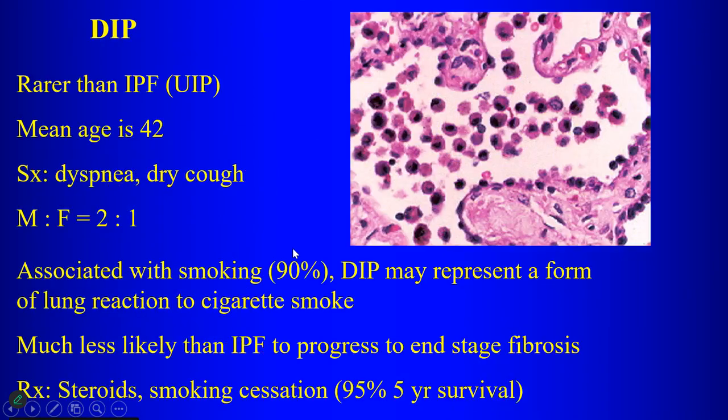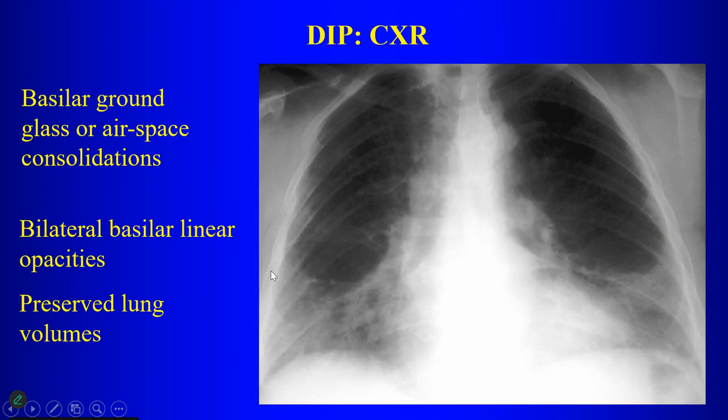There really isn't that much fibrosis. It tends to be a temporally homogeneous disorder. These alveolar macrophages tend to be pigmented, which is what is seen in smokers, so it's associated with smoking. It's a reaction of the lung to cigarette smoking, much less likely than IPF to progress to fibrosis. And if it can be treated with steroids, or if the patient stops smoking, it has a very good prognosis.